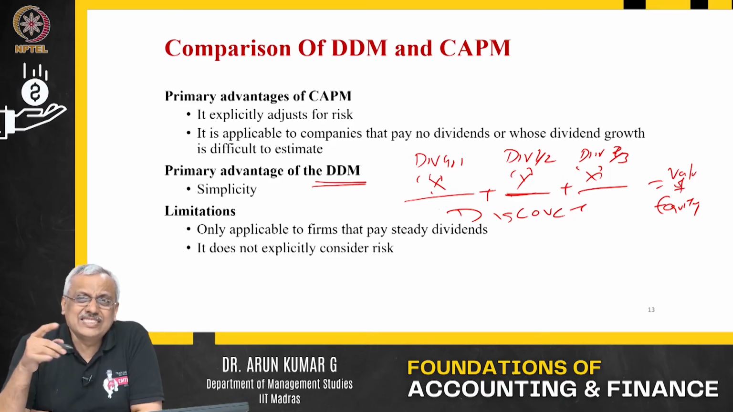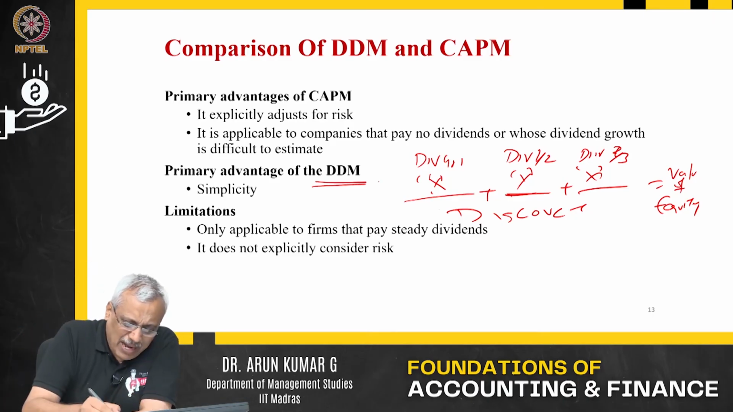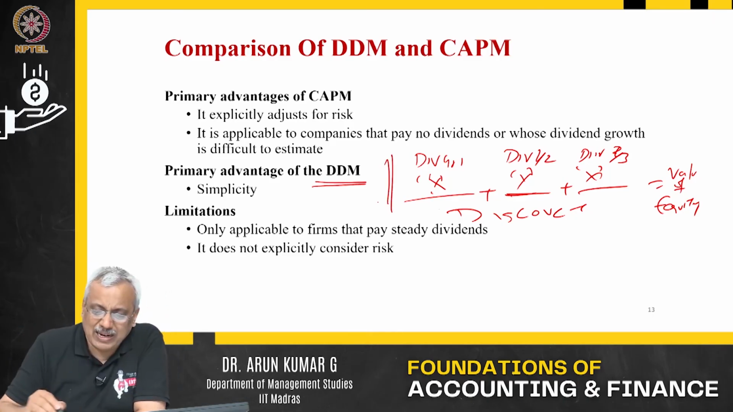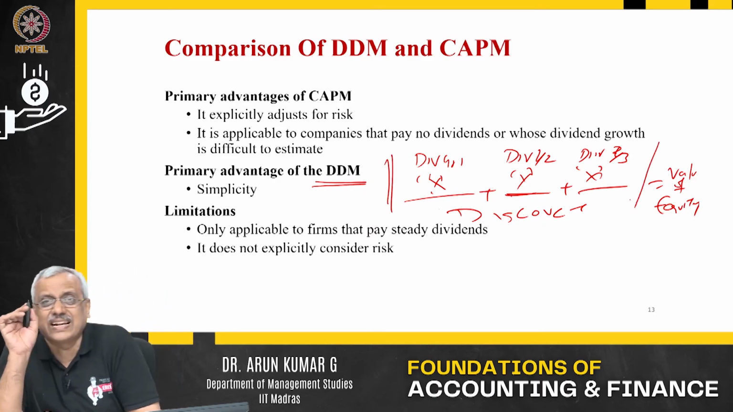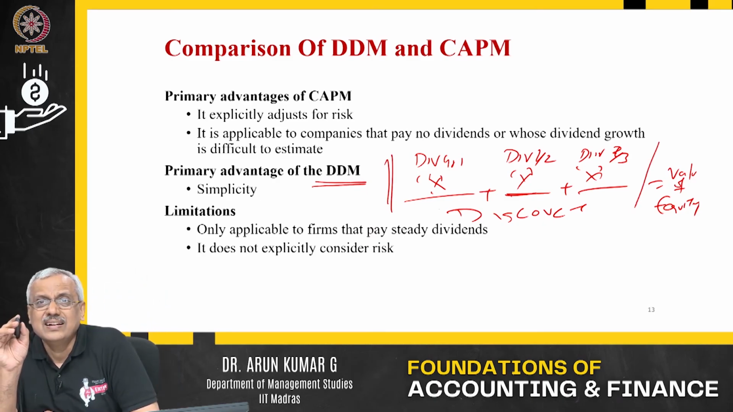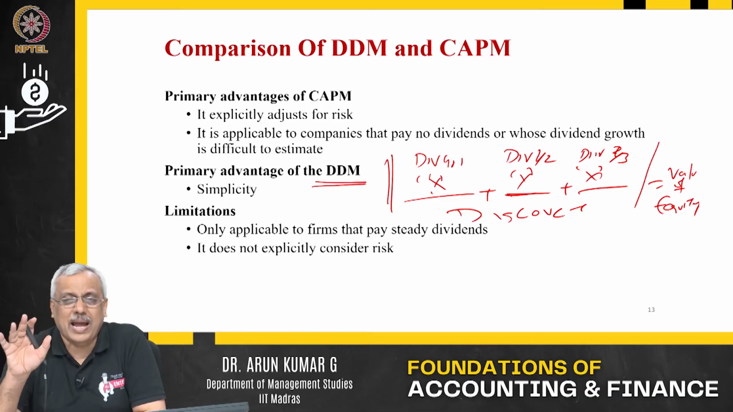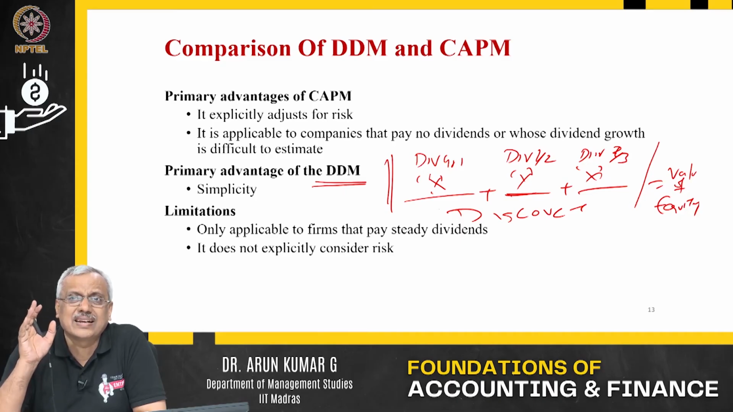Whereas the adjustment for risk, the measurement of risk, is primarily absent. The risk is expected to be captured by the amount of dividend that you are expecting, the level of dividend that you are basically going to garner. That is what happens in a dividend discount model.